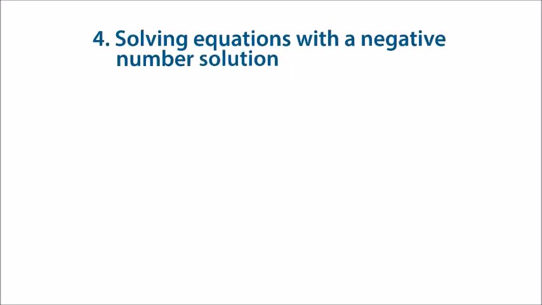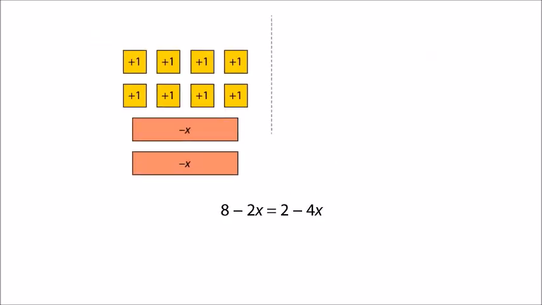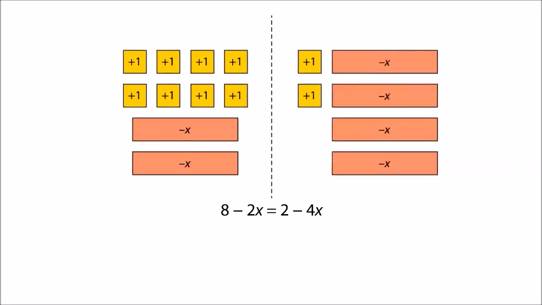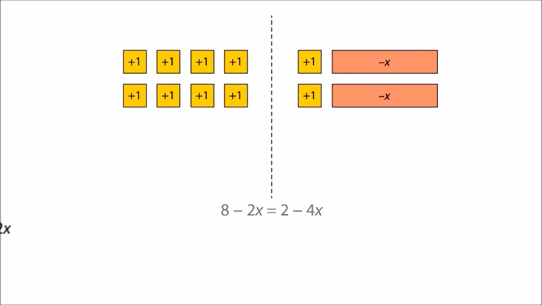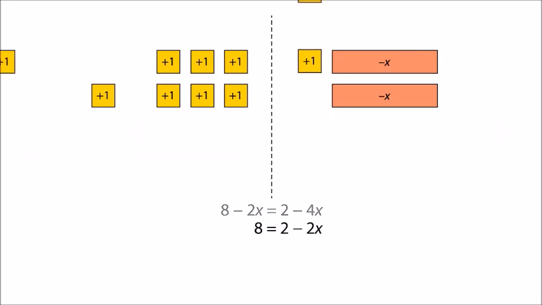Finally, let's look at an equation that has a negative solution. 8 subtract 2x equals 2 subtract 4x. We can use algebra tiles to represent the equation. There are many ways to solve this equation. One strategy is to subtract 2 negative x tiles from each side and 2 1 tiles from each side.